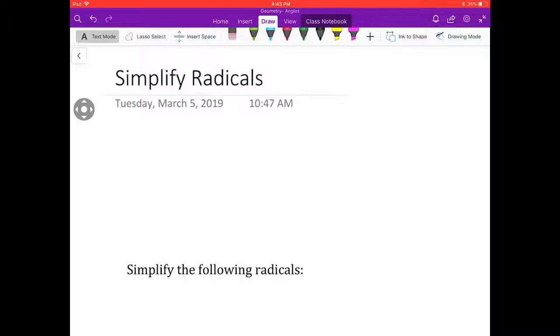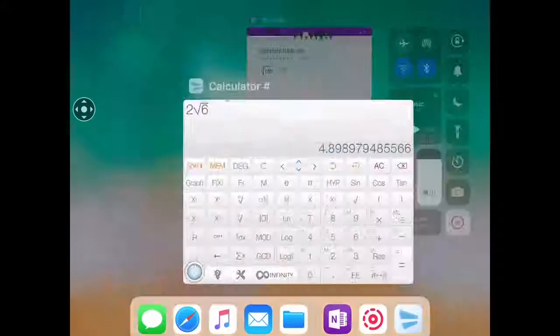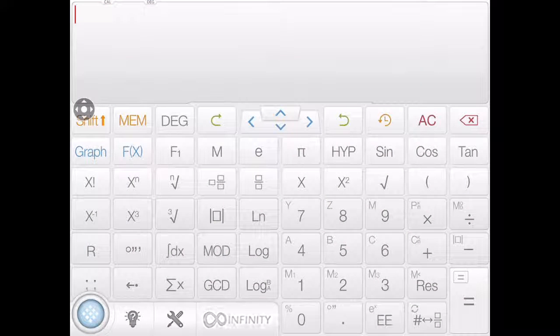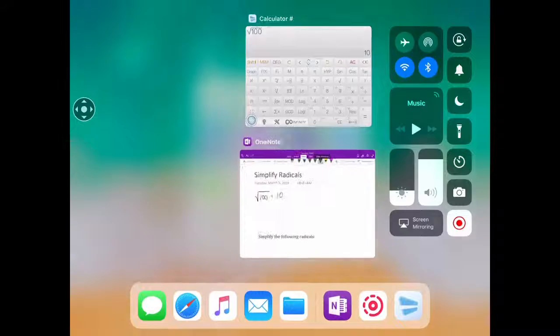This video is going to talk about simplifying radicals when they are not perfect squares. So what I mean by that is, in class we've talked about different square roots and how to solve them. For example, if we had the square root of 100, we would know that that's a perfect square and we could get 10. Or we could put it in our calculator and we know that the square root of 100 is 10.